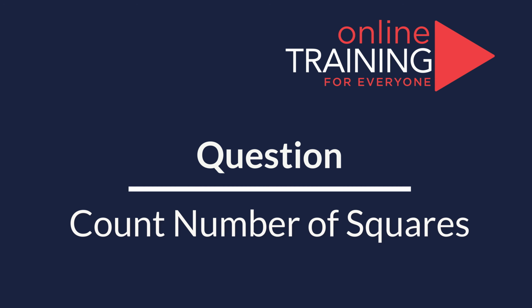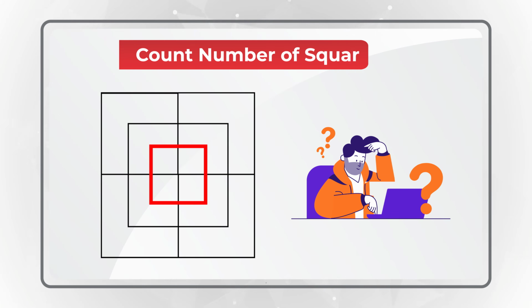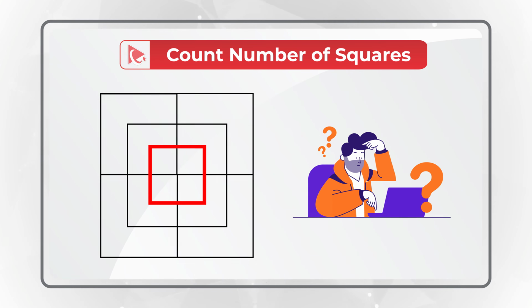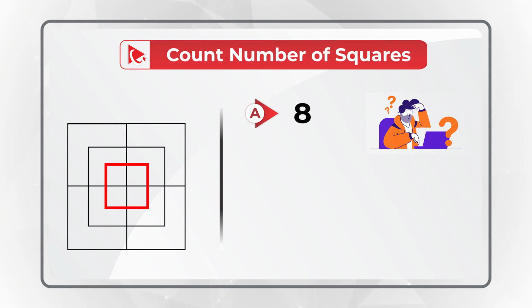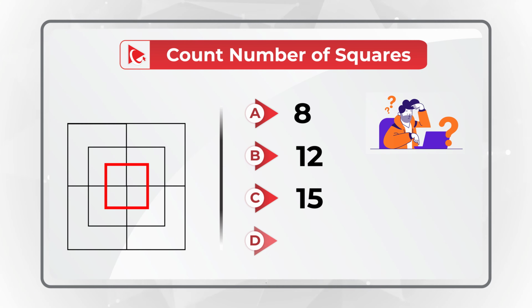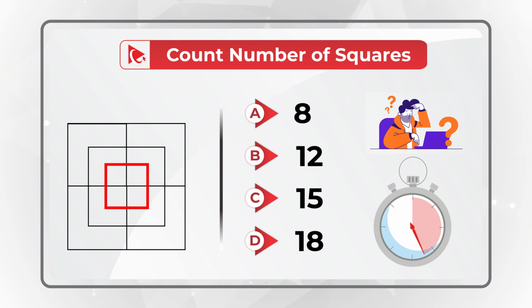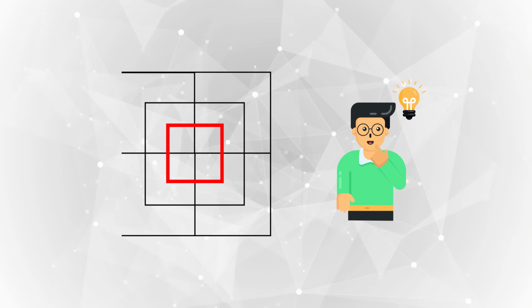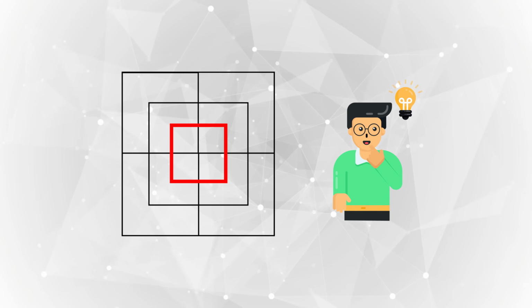Here's one of my favorite questions where you need to count the number of squares presented in the shape. You have 4 different choices. Choice A, 8. Choice B, 12. Choice C, 15 squares. And choice D, 18 squares. Take a close look at the picture to see if you can come up with the right choice. Nobody is going to give you a tip during the real test, but I am going to give you a hint. Look at the squares inside the squares.